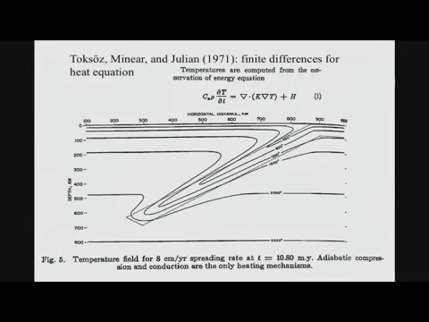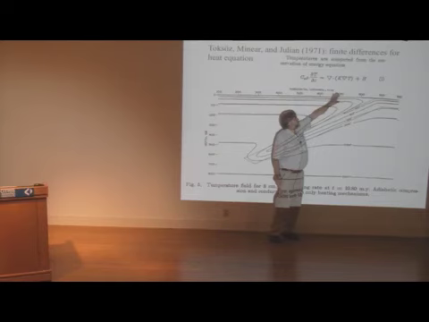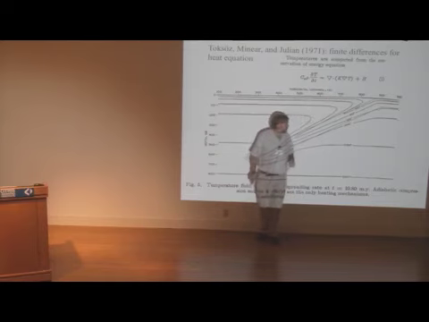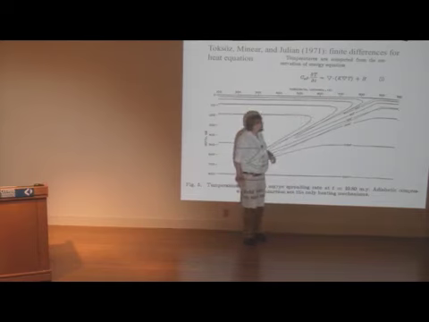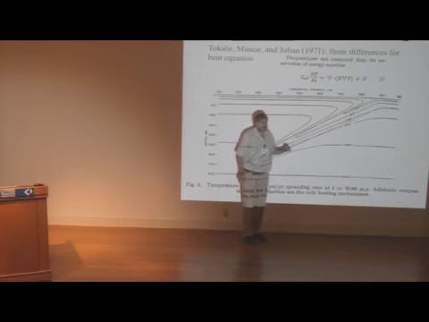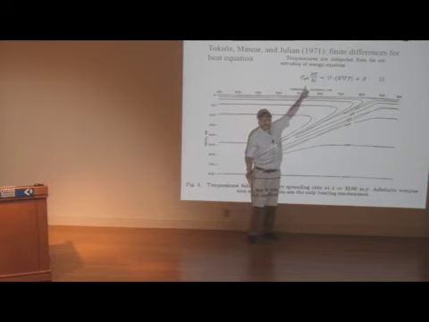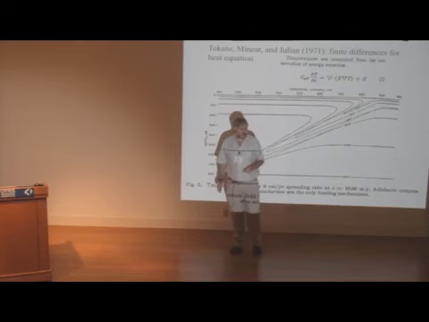So Minear and Toksöz set up a code that is a finite difference code where they solved the heat equation, time-dependent variation, the conductive term, and an internal heat generation term. And they created models like this. For those of you familiar with the heat advection diffusion equation, what is missing in here, in that equation? There's an important term missing.